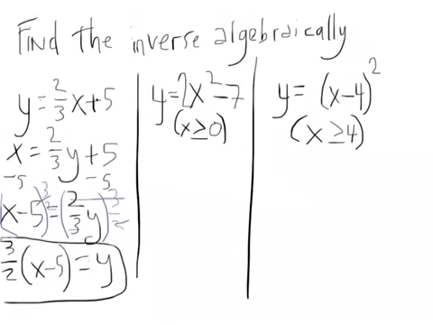And that's good enough. That's my inverse. I can distribute that 3 halves in there if I want to. I don't have to. So this is the inverse of that. Those two processes undo each other.